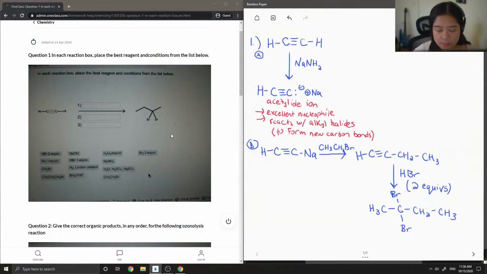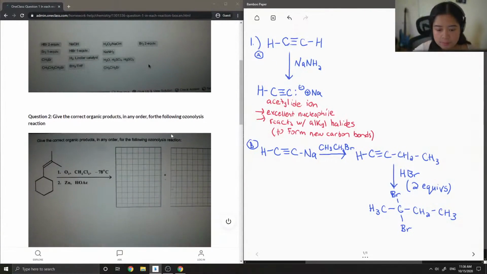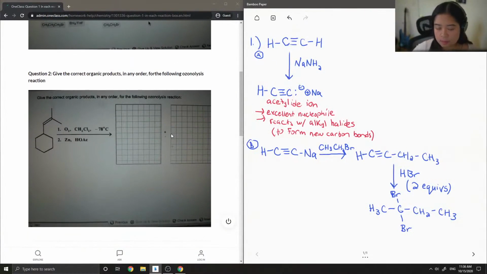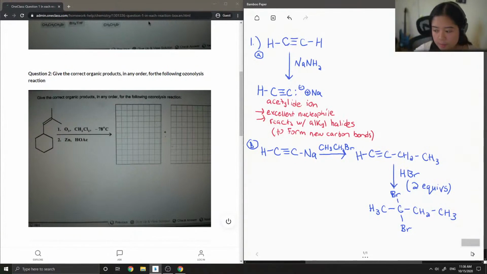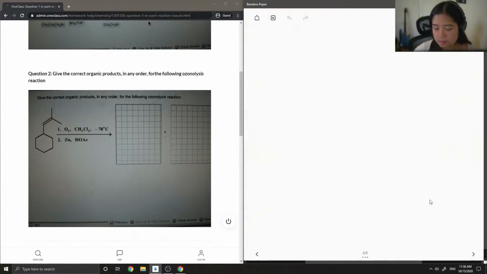So this is a 2-part question. I'm just going to start this on a new page. So this is still question 1, continued. Give the correct organic products in any order for the following ozonolysis reaction.